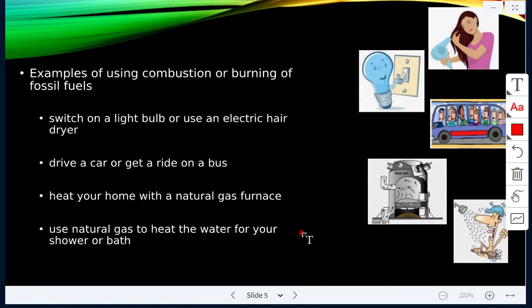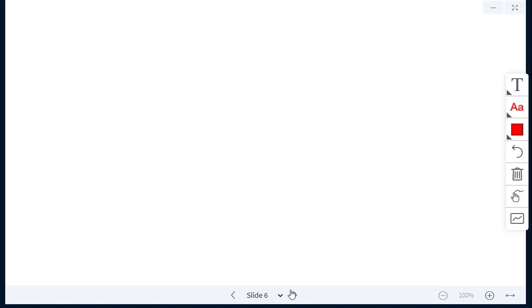So here we're just looking at other examples of using combustion, and we call combustion the burning of fossil fuels. So turning on a light bulb, using an electric hair dryer, driving a car, getting a ride on a bus, heating your home with a natural gas furnace, using natural gas for the water heater in your homes, so you can have a warm shower or bath. That's all using combustion of fossil fuels.